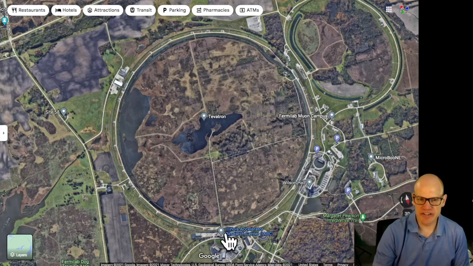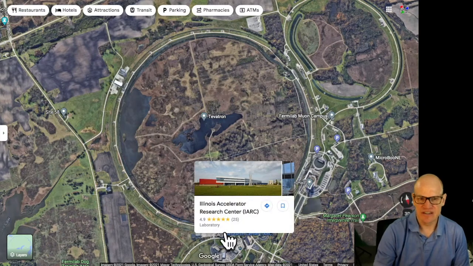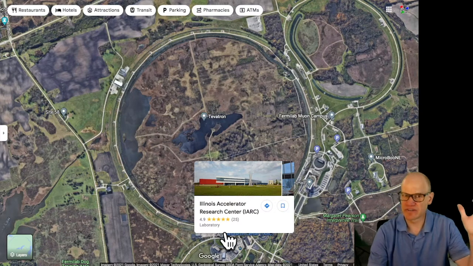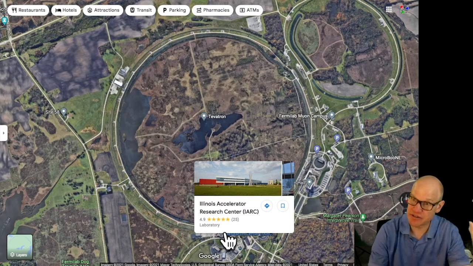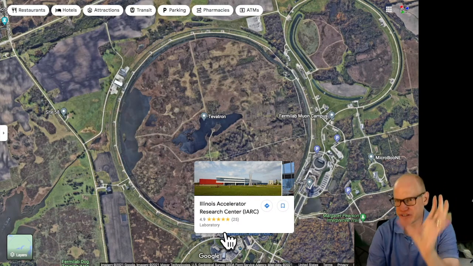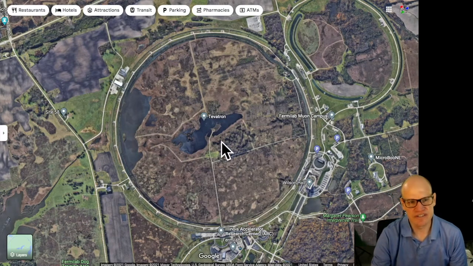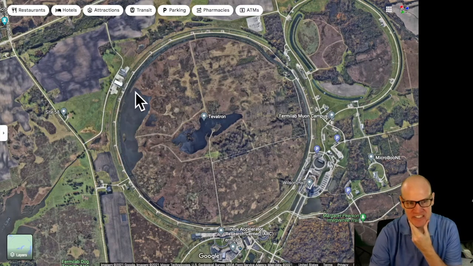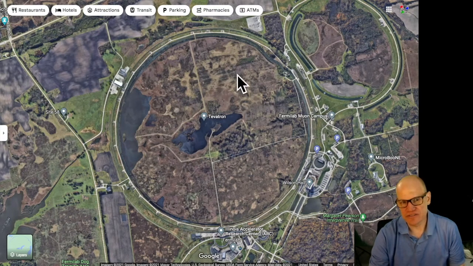It had 2 major detector facilities. It had the collider detector facility here, which is now called the Illinois Accelerator Research Center. I was there when it was CDF and it was still operating. I was there when they shut it down. I was there when they replaced it with this building. And then that's when I left. And then D0 over here was another detector. Okay, so that's the Tevatron.